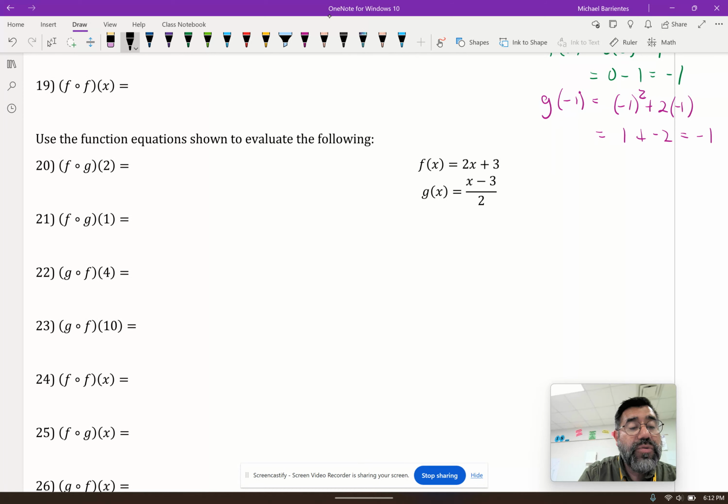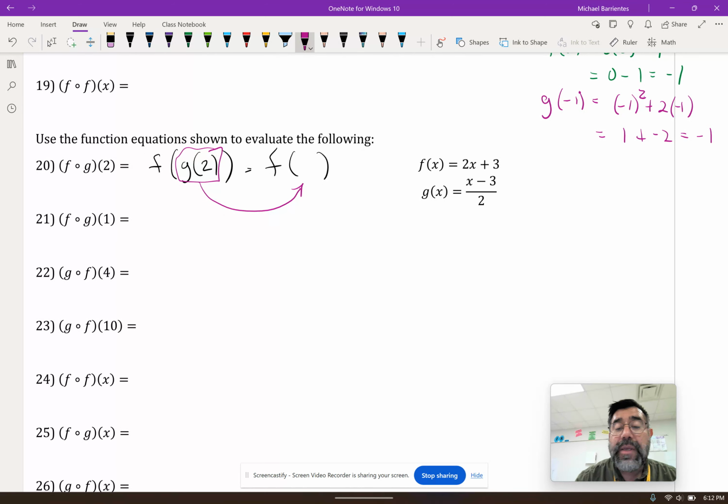Let's do 20 and 23. So f of g of 2. I've got to find out what this is first, because that is what I need for the next step. So I come over here and I say, what's g of 2? Well, g of 2 means take your input, subtract 3, and divide by 2, because that's what the formula says to do. Take your x value, your input, subtract 3, and divide that answer by 2. Well, 2 minus 3, that's -1, divided by 2, that's -1/2. So that's my answer, -1/2.